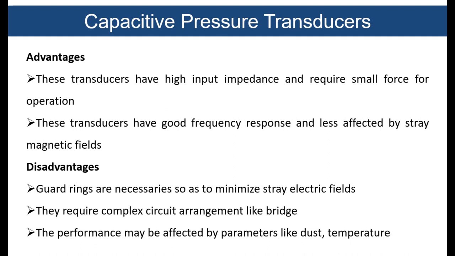The disadvantages of using this type of pressure transducer are that guard rings are necessary to minimize stray electric fields. They require a complex circuit arrangement like a bridge. The performance may be affected by parameters like dust and temperature.